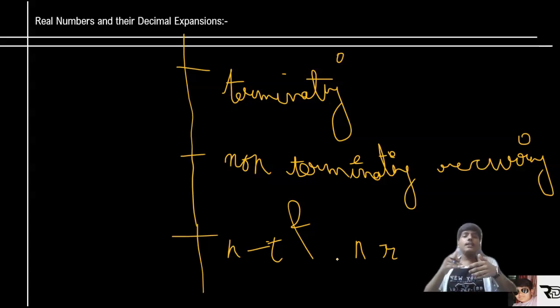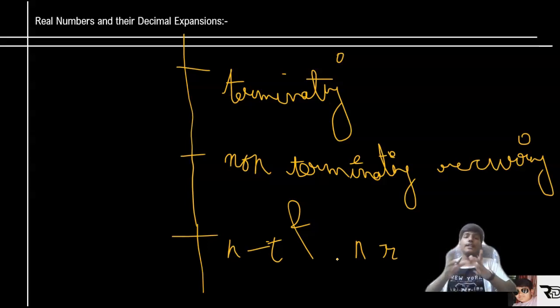The third and last case is that it is neither terminating nor repeating. Different digits are coming in different orders at different times. There is no repeating of a digit or of a digit order. Since there is no repeating, it is non-terminating, non-repeating.